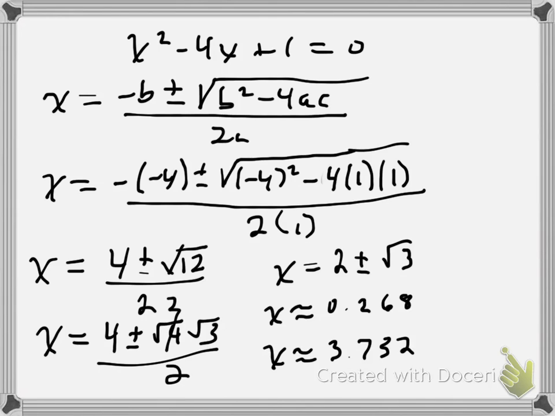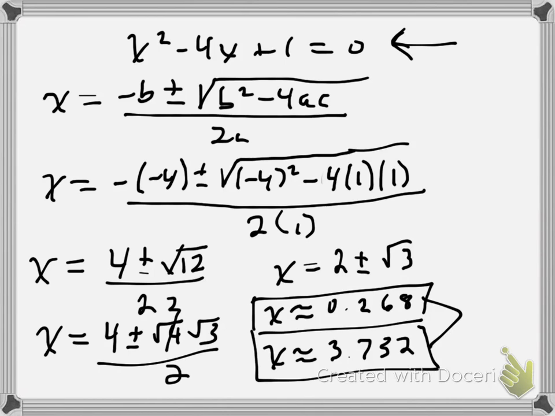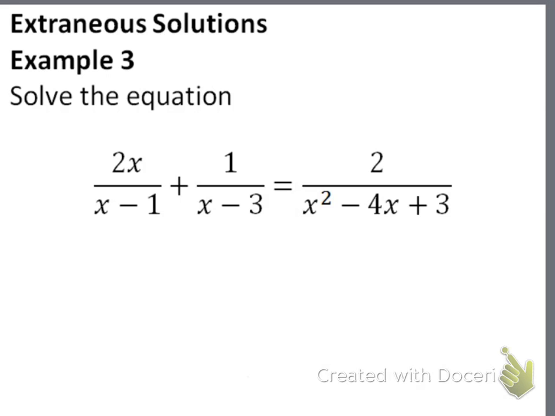3.732. Now, to check these, what I would do is graph this, find the zeros, and when you do that, you'll see that these are going to be the zeros. So, in example 2, we don't have any extraneous solutions either. Example 3. Will we have extraneous solutions in this one? We shall see. So the first thing, find the LCD.